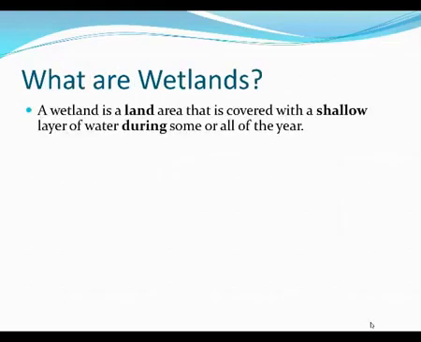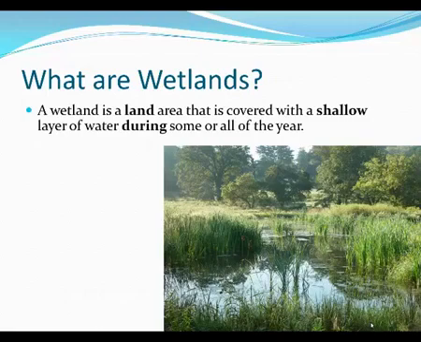So what are wetlands? A wetland is a land area that is covered with a shallow layer of water during some or all of the year. Many of you are probably familiar with an area around your house or near your home where there's a small amount of water, or a shallow amount of water, during at least a portion of the year.